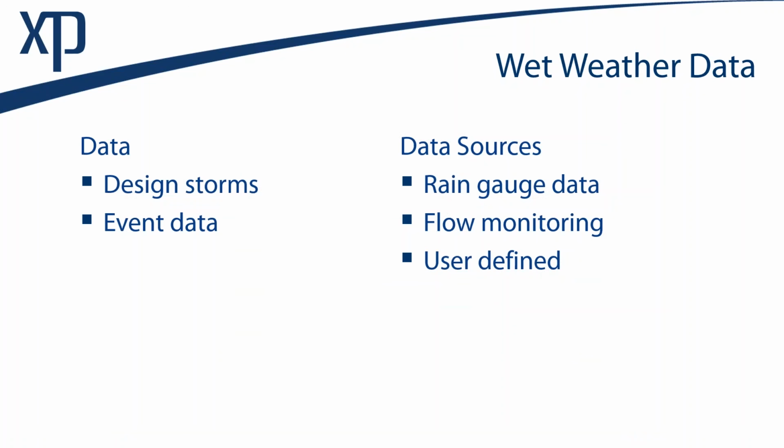Wet weather flows, we can get this information again from rain gauges or flow monitoring, or we can just take a guess at it and define it ourselves, or take a stab at a model and just put something in that we think is reasonable, right? Those are the sources of the data, but we want to assess the impact of wet weather events and how that impacts the network in terms of additional flow. But we're going to get that data from either a design storm or data we have about historical weather events.